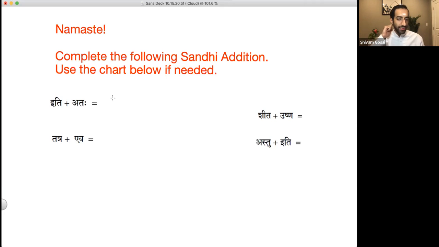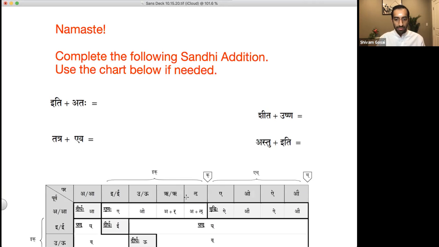Okay, so when we have ikara and any vowel on the other side, we get yan sandhi. So if you can see at the bottom of the screen, right? So we have e meeting a, then there's going to be the yan sandhi, which we saw last time. We can review quickly after this. E plus a equals ya. So ityataha.